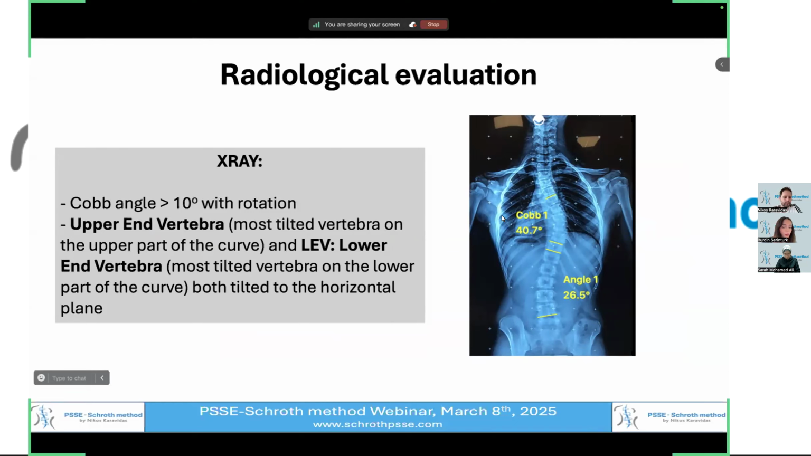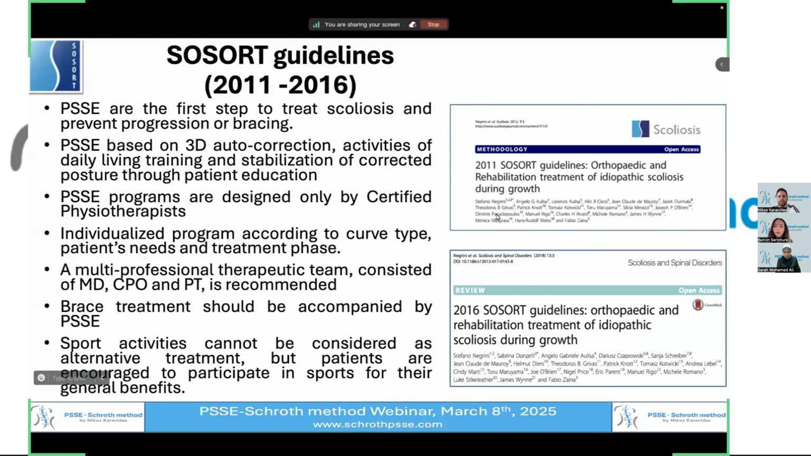What means a complete curve? That we should have two vertebrae, both tilted in opposite directions, in the horizontal plane. Then, if we have scoliosis, we have to treat our patients. And here, for treatment indications, we have guidelines from the Society on Scoliosis Orthopedic and Rehabilitation Treatment from 2011, which recommend physiotherapeutic scoliosis-specific exercise for patients with Cobb angle between 15 and 20 degrees.